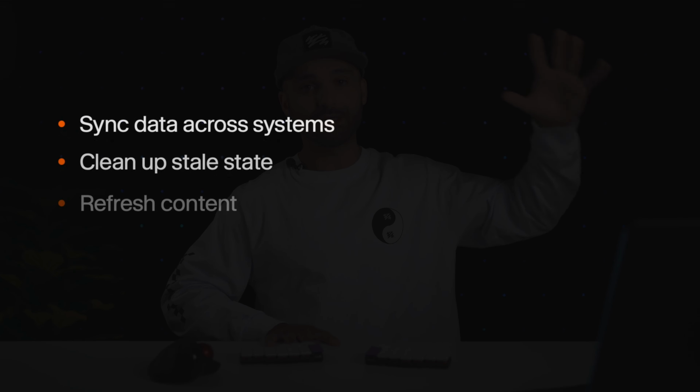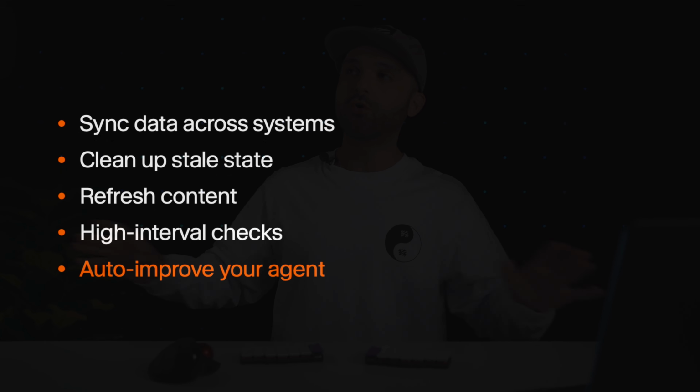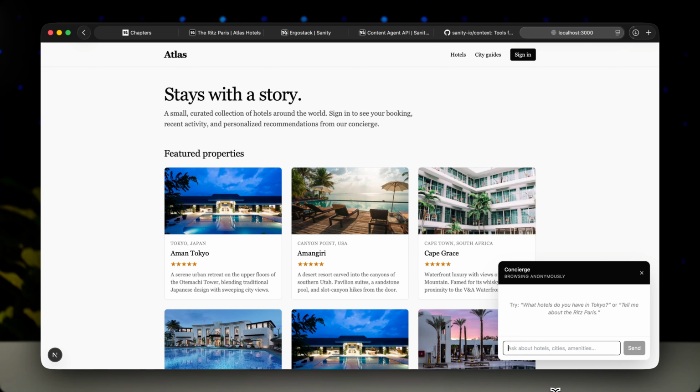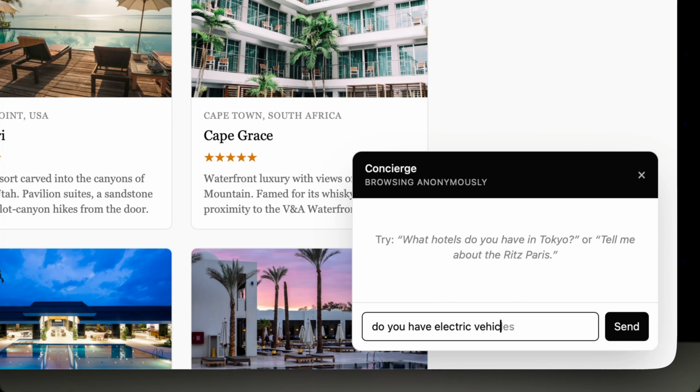Sanity functions enable us to run time-based automations directly within Sanity. So for these things that we need to do every day or every week, we don't need to turn to external cron infrastructure. We can use Sanity Scheduled Functions. In this case, I have an agentic chatbot, and I'm going to ask it a question today that it's not going to know the answer to.